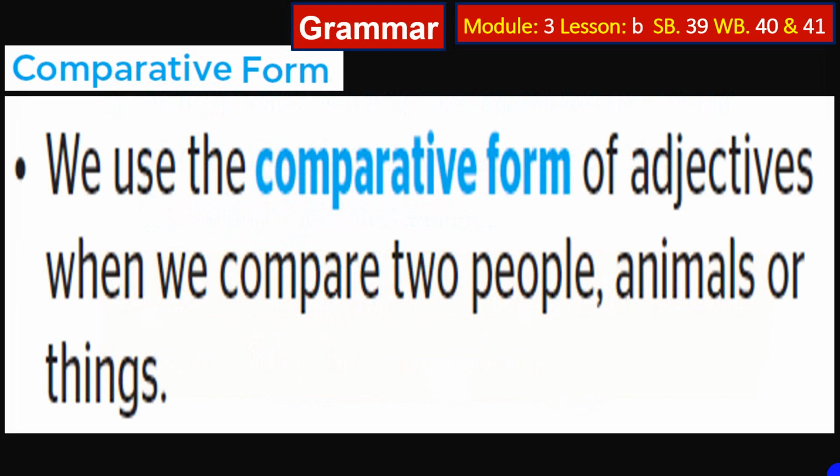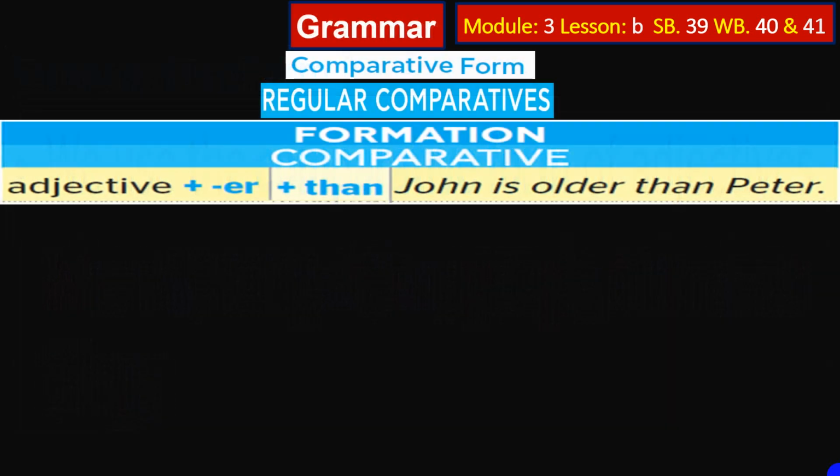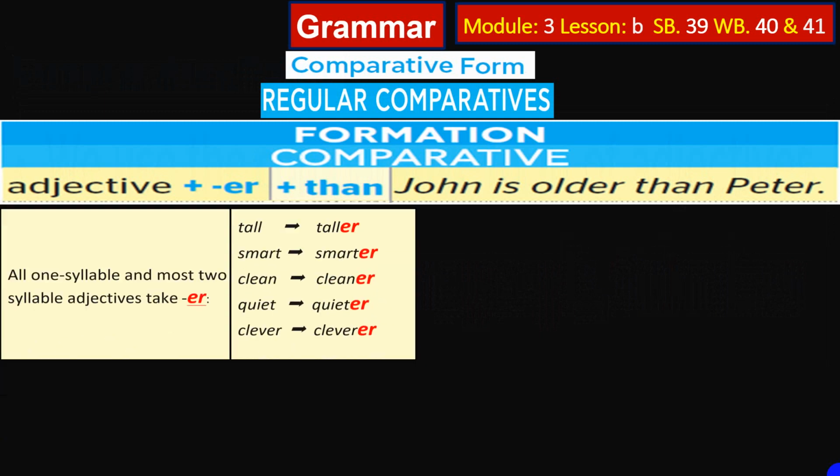We are going just now to talk about the comparative form of the adjective. We use the comparative form of adjectives when we compare two people, two animals, or two things. Okay? Now it's time to talk about this in detail. So I have here the adjective followed by er, then than. Have a look at the example. John is older than Peter. That's right. I want you just to write this in your notebook, please, okay?